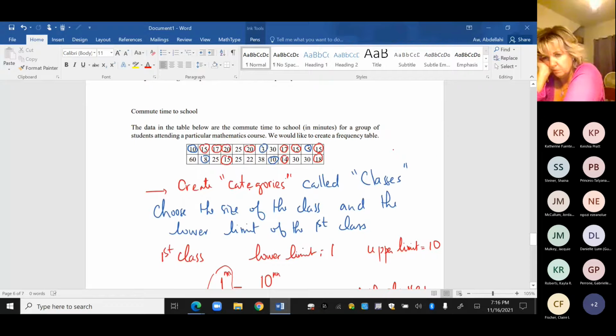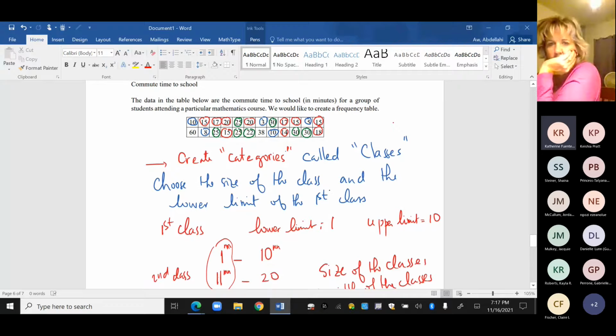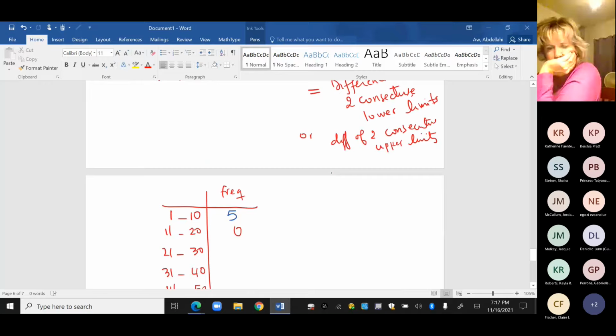Now 21 to 30. And then we take another color. 21 to 30: we have 25, we have 30, another 30, we have 22, and we have 25. How many do we have? It's like 7, right? We have 7.